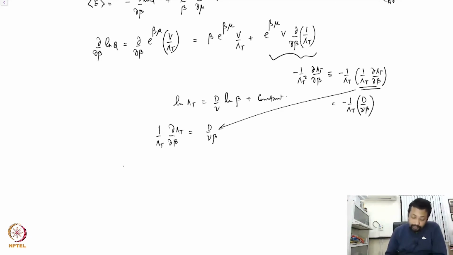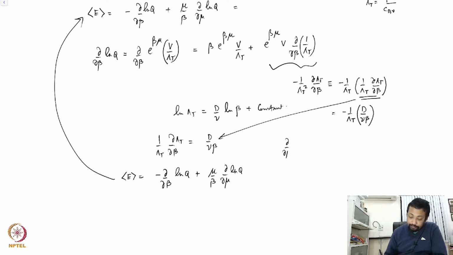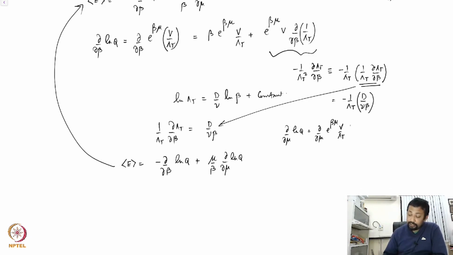So therefore the average energy, if you take the expression over here from top, is minus del beta of ln q plus mu over beta del mu of ln q. Del mu of ln q is quite trivial to do. It is del mu of e to the power beta mu v over lambda t. Neither volume depends on the chemical potential, nor does lambda t depend on the chemical potential, and therefore you just have beta times e to the power beta mu v over lambda t.